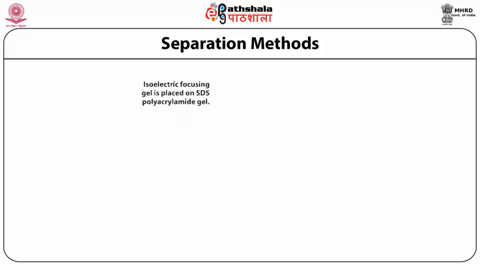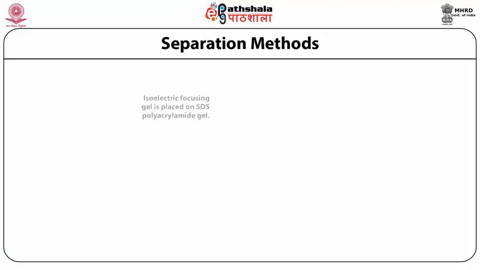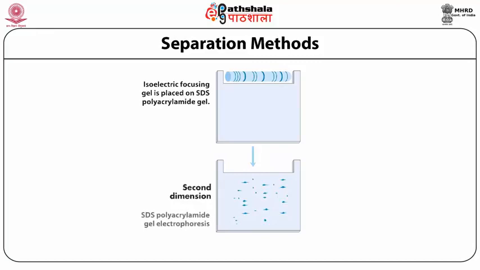In two-dimensional gel electrophoresis, we first run our proteins in one-dimensional gel electrophoresis using isoelectric focusing gels, which are later placed on SDS polyacrylamide gels for the second dimension. During isoelectric focusing, the proteins are separated on the basis of their isoelectric points, and these proteins are further run on the second gel, which separates based on molecular weight.